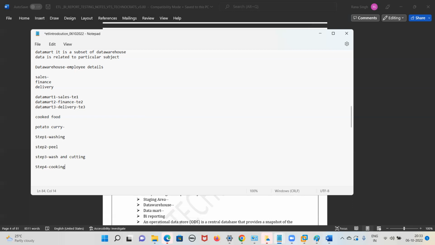First, a vegetable is washed. Then we peel out the skin of the vegetable. Then, guys, we wash and cut, and then finally we cook. These are the steps to cook the potato curry. That means, guys, understand: first the sauce has come, then we do the cooking.